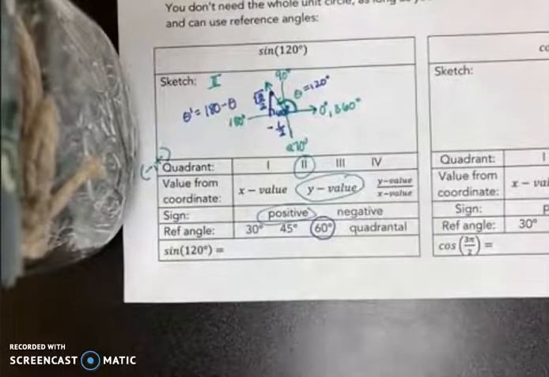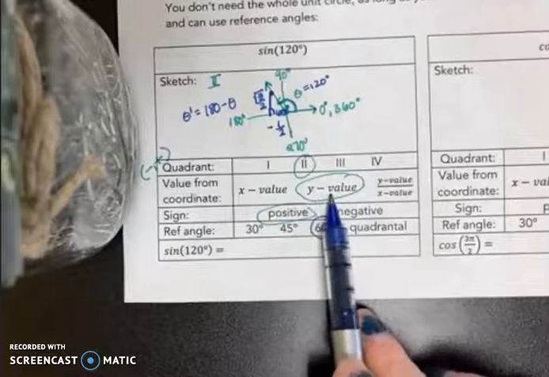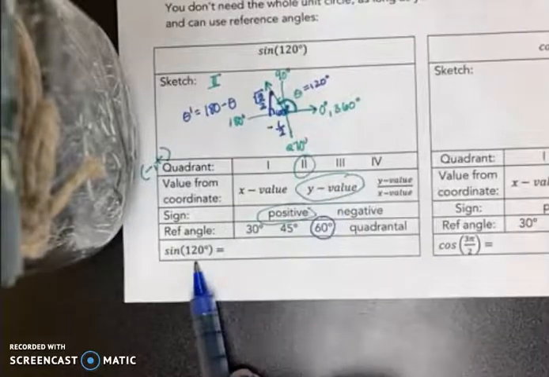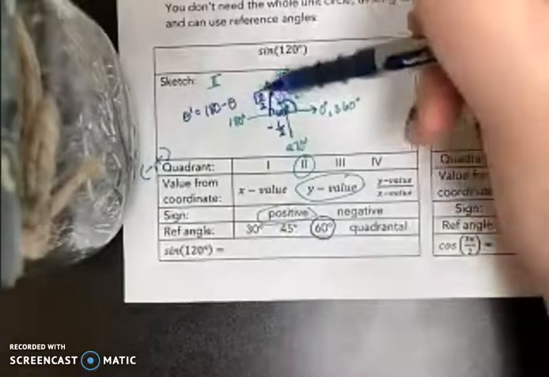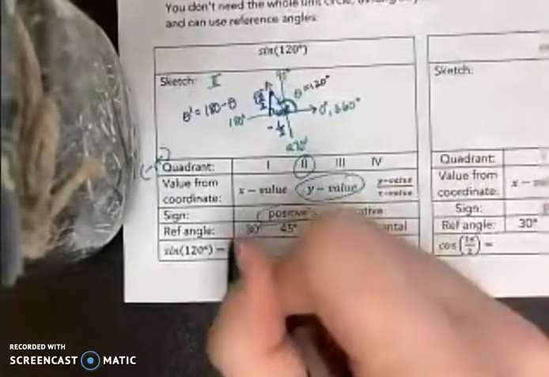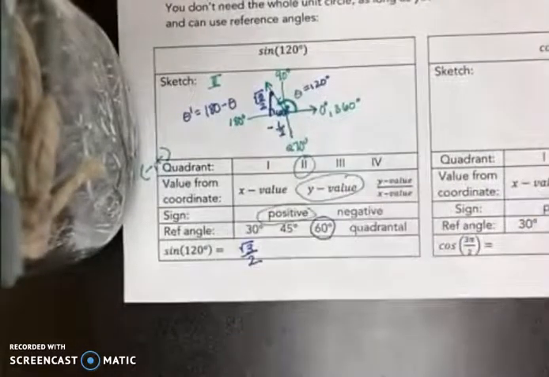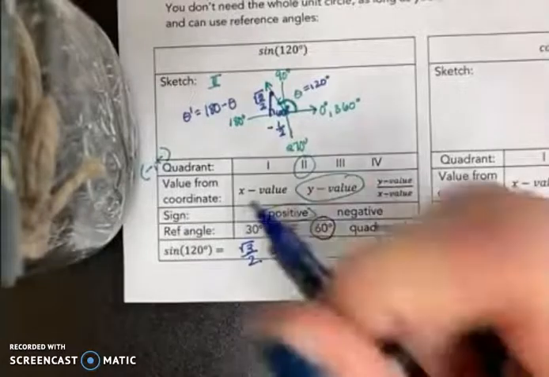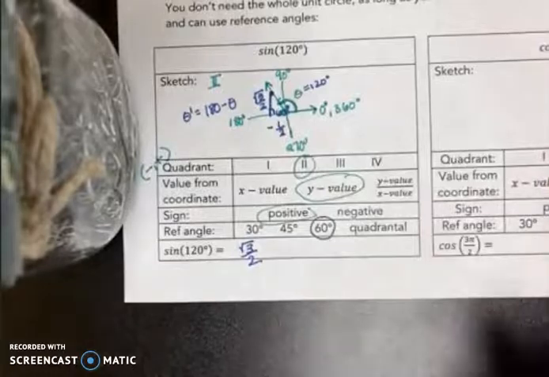So finally, we're ready to answer. I said that I wanted to know the positive y value in order to answer what is sine of 120. So sine of 120, if I look at it, the y value is a positive root 3 over 2. So root 3 over 2. That's my final answer. That's what we were working towards. All right, let's take a look at the next one.